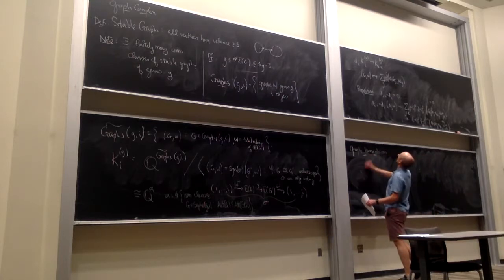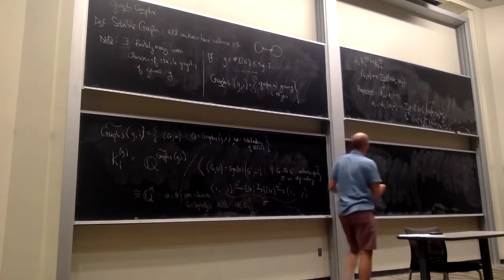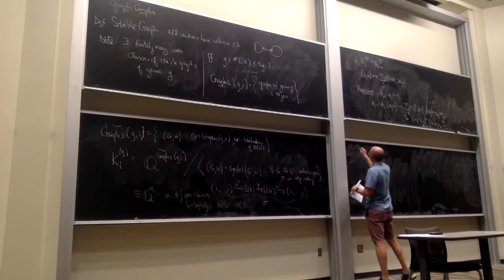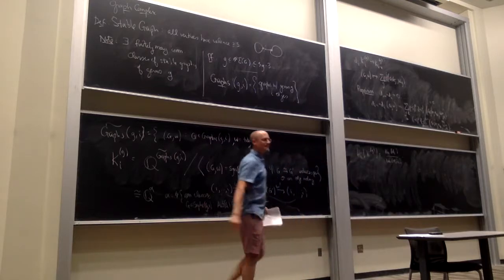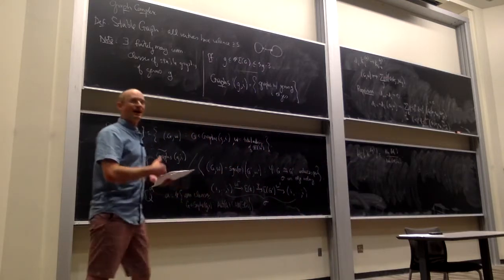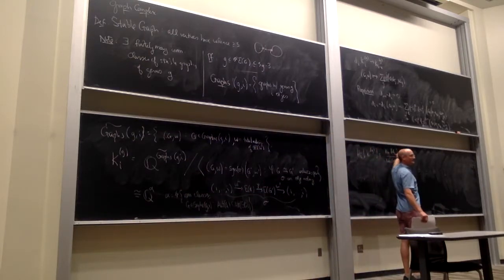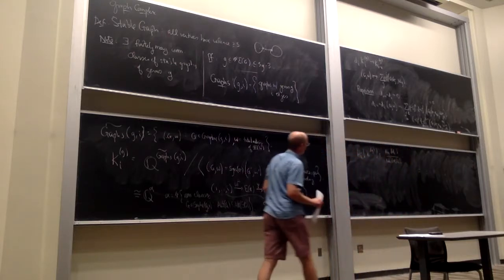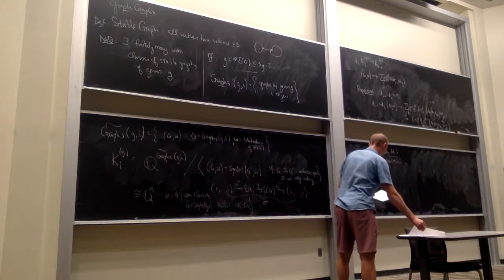Since d_{i-1} of d_i is 0, the image of d_i is contained in the kernel of d_{i-1}. And so we will say that H_i of K_g is the kernel of d_i, modulo the image of d_{i+1}. So this is some vector space. It is generated by classes of linear combinations of oriented graphs that vanish under D, modulo those that come from edge contraction, from something with one more edge.